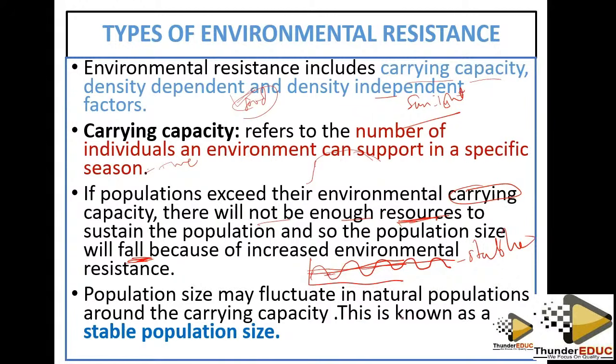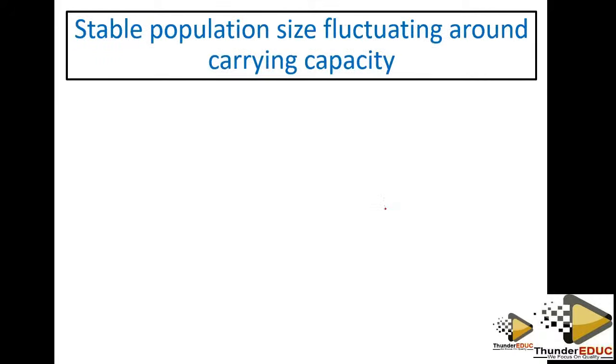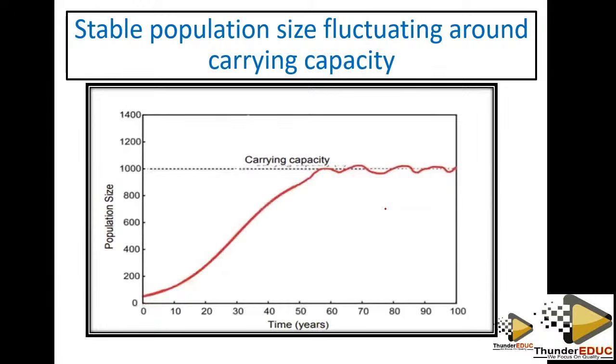This is known as a stable population size, meaning that the population can't be maybe 100 people all the time. No, it may be 110, 101, 99, 95, 100, 110. So it means that it has a minimum, maybe 95, and the maximum is 110. So it keeps on fluctuating there. Because that fluctuation doesn't go below that and doesn't go above that, therefore we say that that population is stable, hence stable population size. Stable population size fluctuating around the carrying capacity. This is what I was trying to say.